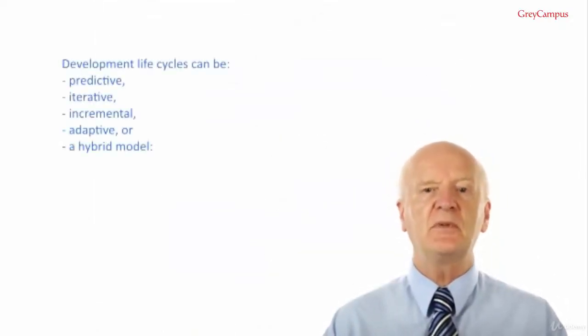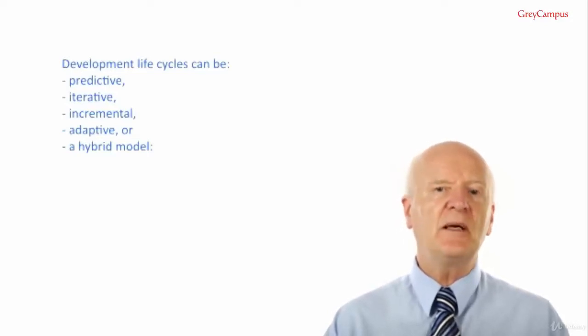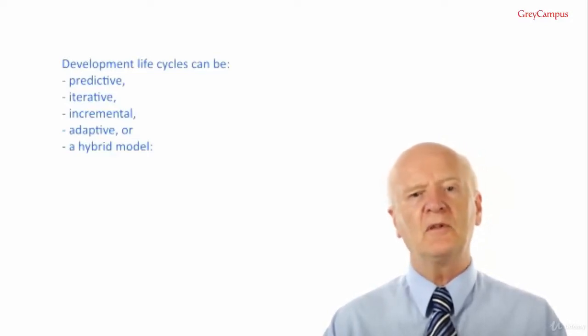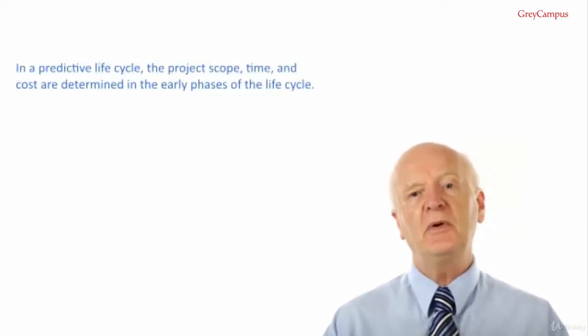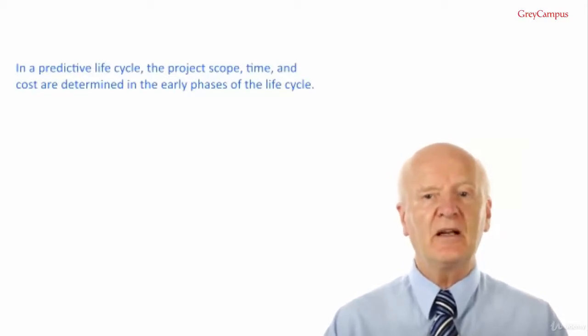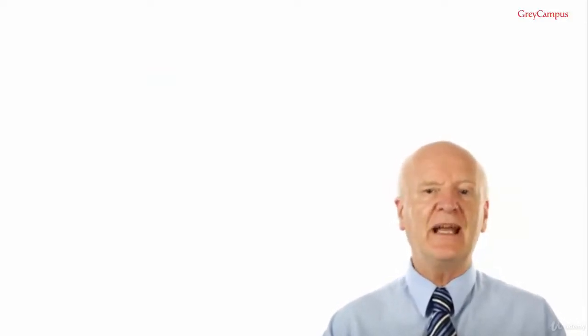Development life cycles can be predictive, iterative, incremental, adaptive, or a hybrid model. What does that mean? In a predictive life cycle, the project scope, time and cost are determined in the early phases of the life cycle. The word predictive means being able to predict or to see ahead, because you're trying to predict everything in detail right from the start of the project, which is the time when you know the least about it. It's also referred to as a waterfall life cycle because it's like walking down a flight of stairs, but you can't go back up the stairs again.